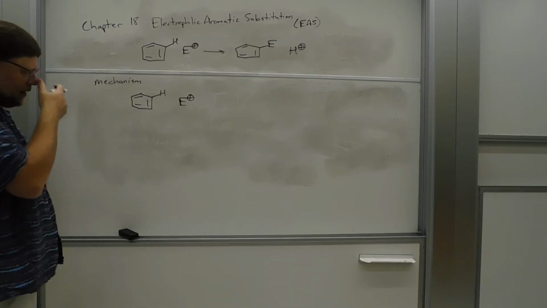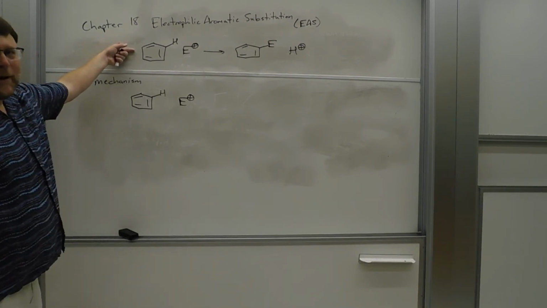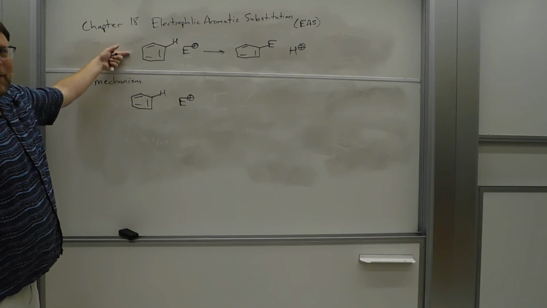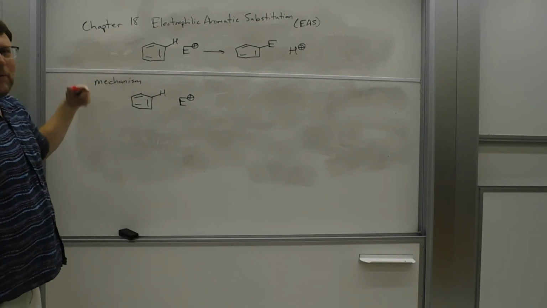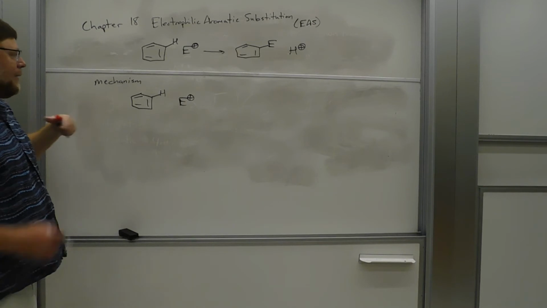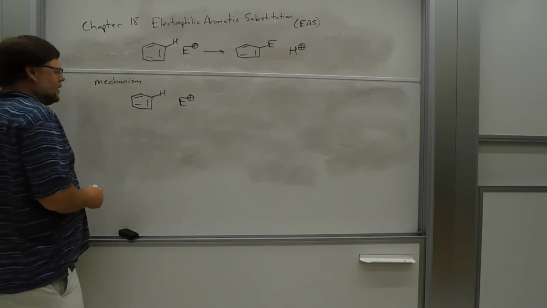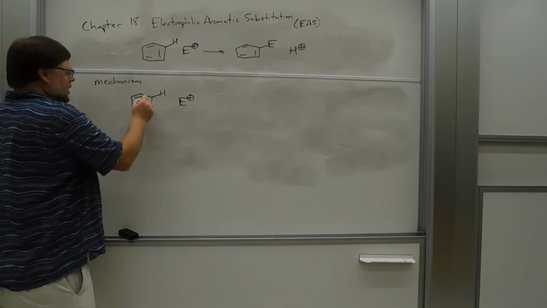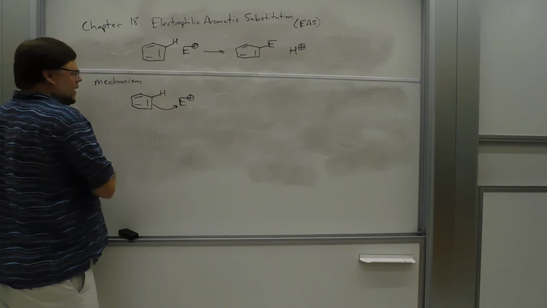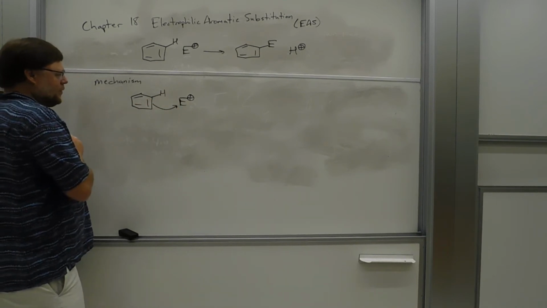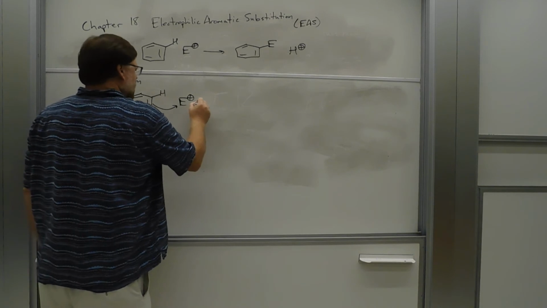There's got to be a catalyst, right? Chapter 17 is all about the amazing stability of aromatic molecules. Chapter 18 is about how we make those react. So we have to have some pretty powerful catalyst in there. But the general mechanism is this. The benzene is going to act as a nucleophile or a base, a Lewis base, and grab the electrophile.